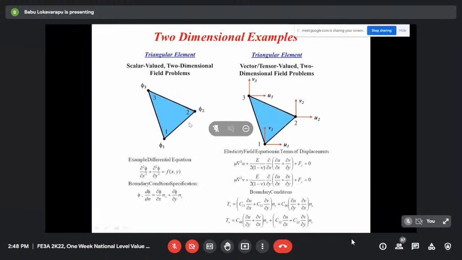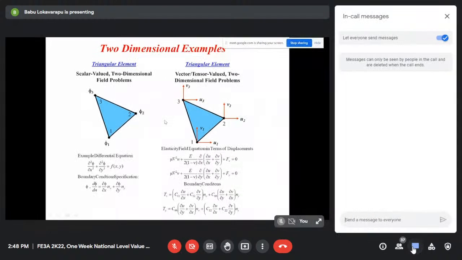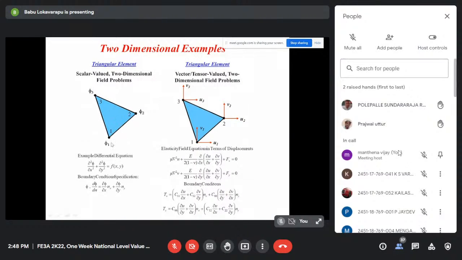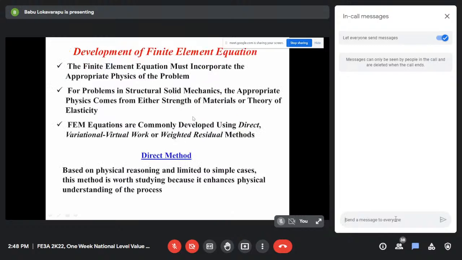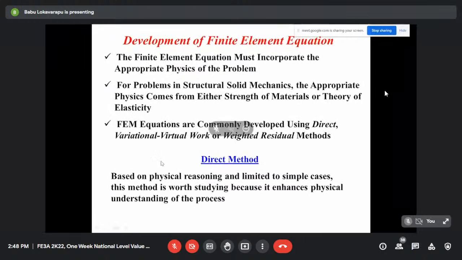And this is for the 2D triangular element. And here it is a scalar value pi1, pi2, pi3 at 3 nodes. And here you have a vector at node 1, u1, v1, at 2, u2, v2, at 3, u3, v3. And these equations, the finite element equations, can be solved using three methods. The first one is the direct method. The direct method is only for simple cases, based on physical reasoning, and limited to simple cases.